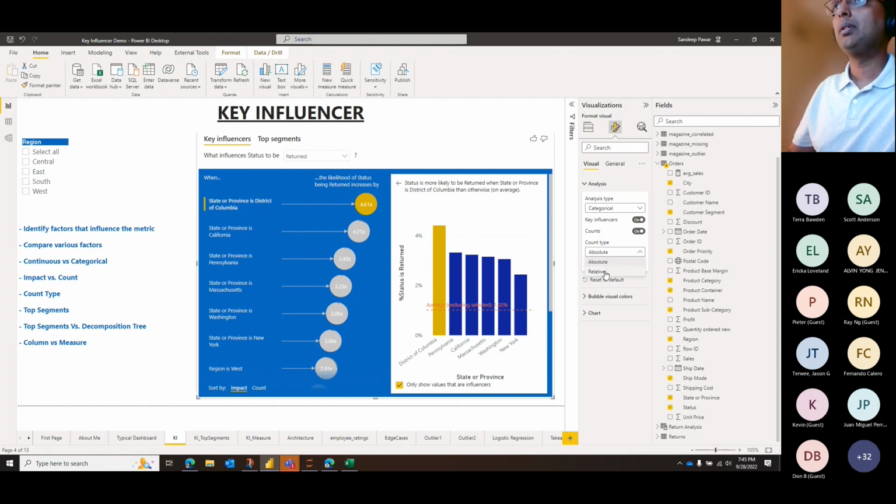Perfect. Sandeep, I'm going to chime in real quick with a question. Silk asks, I'm curious, how do you assure that users of these reports where you include this visual understand how to use it? Yeah, we'll discuss that as well.